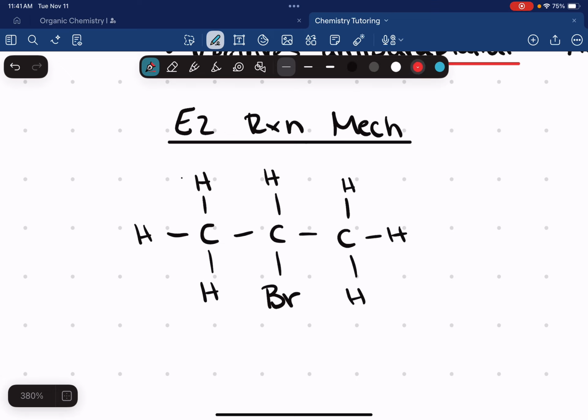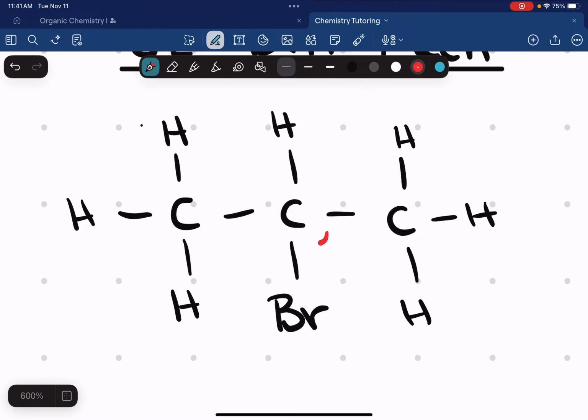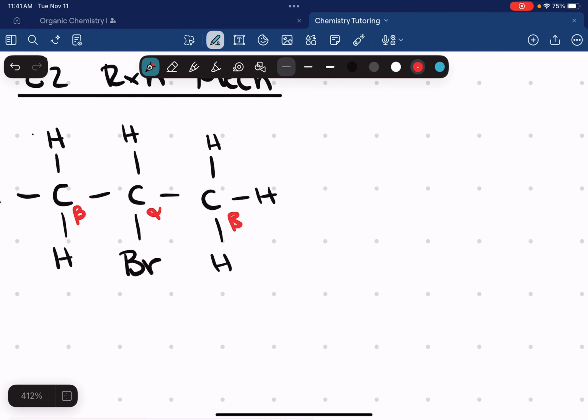Okay, so take a second, look at this. What's the alpha carbon? The one in the middle. What are the beta carbons? Or is there only one beta carbon? There's two. It's each carbon connected to the alpha. Okay. So we're going to mix it with a strong base.